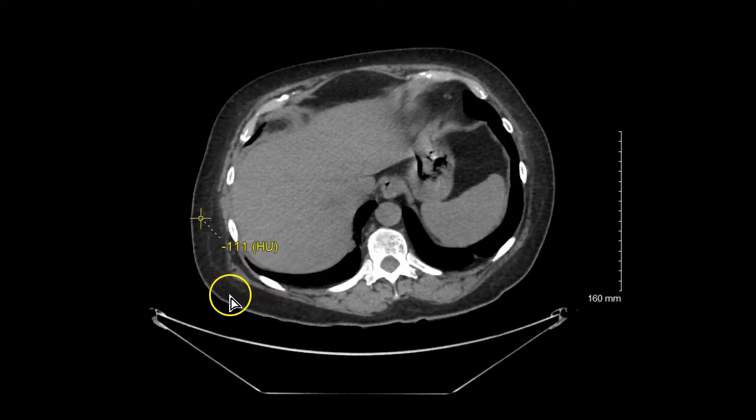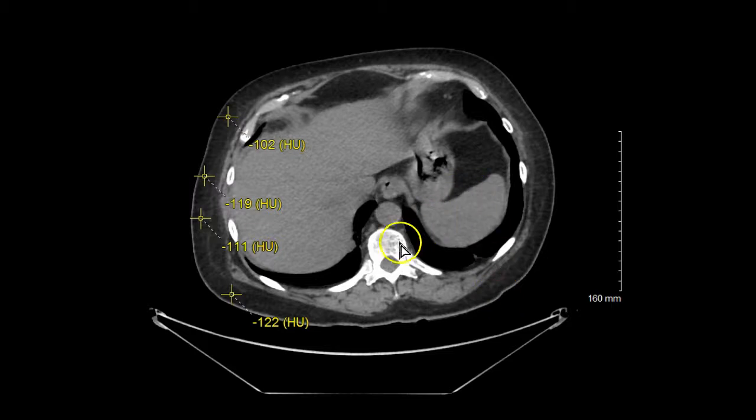When we click on other regions of fat here, you can see that they're not all going to be negative 111. We have a negative 122, we have a negative 119, and so you can see that they're going to differ depending on the location, and that's why ranges are derived for a given structure. So that's kind of the outline contour of the patient due to fat.